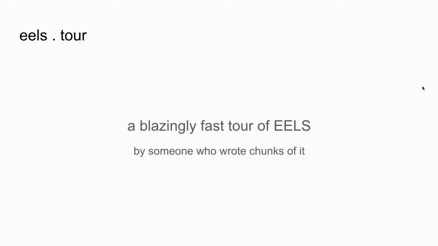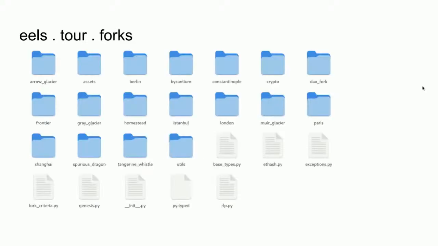So now it's time to give you a tour of EELS. I'm going to give you a rough equivalent to the example I gave for the yellow paper. The first thing I want to show is our directory structure. We have a bunch of utility stuff like integer types and an implementation of ethash. But most importantly, we have a folder for each fork.